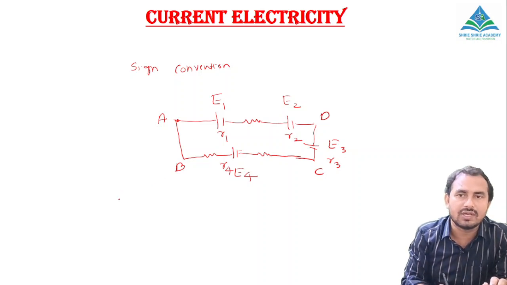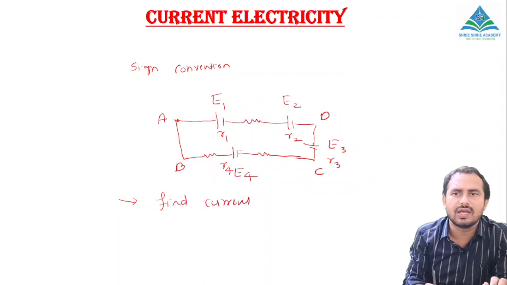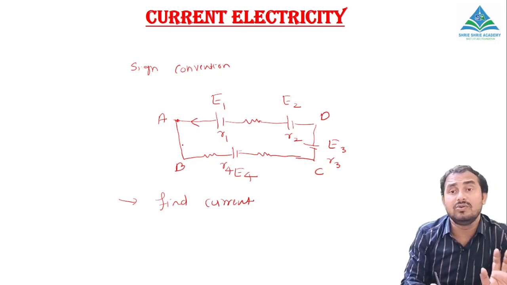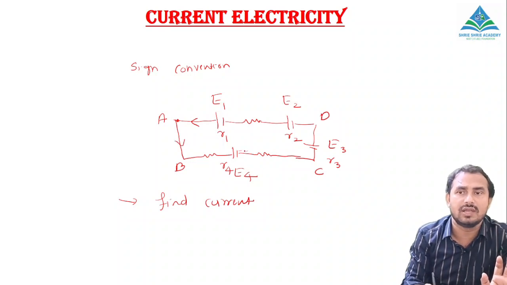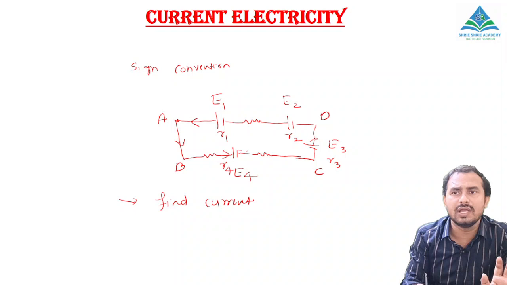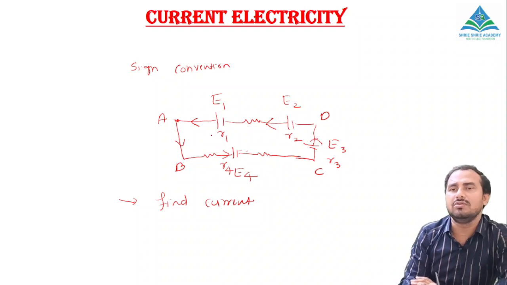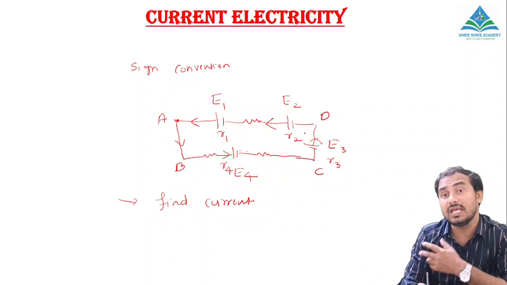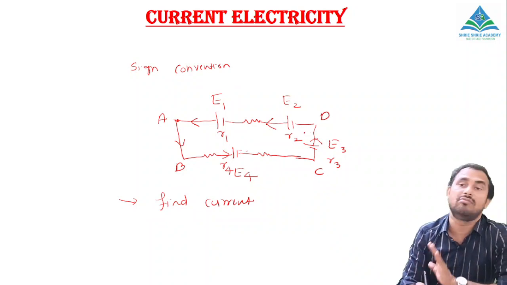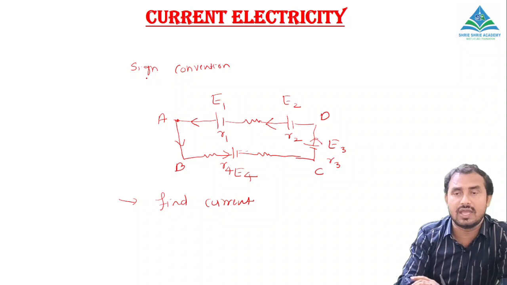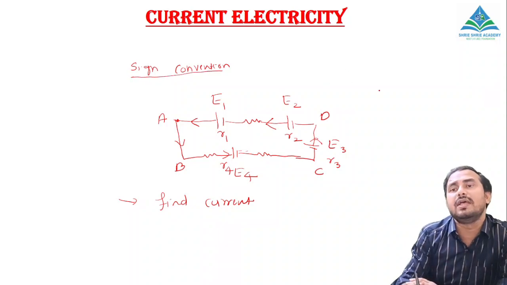But if you have to find the current, they tell you to find the current, right? So how do you find the current in this? You take one direction of current, any direction you can select, because we don't know the correct direction of current. You get an equation here. After solving the equation, if the current comes out positive, whatever direction you have taken is perfect. But if you get negative, it means the direction of current you have taken is wrong, in the sense that you have taken the reverse direction. But I am more interested right now in telling you the sign convention, how to apply the sign convention.